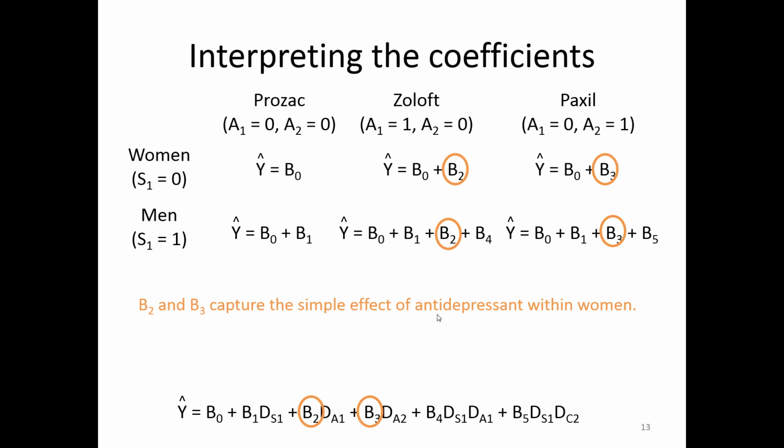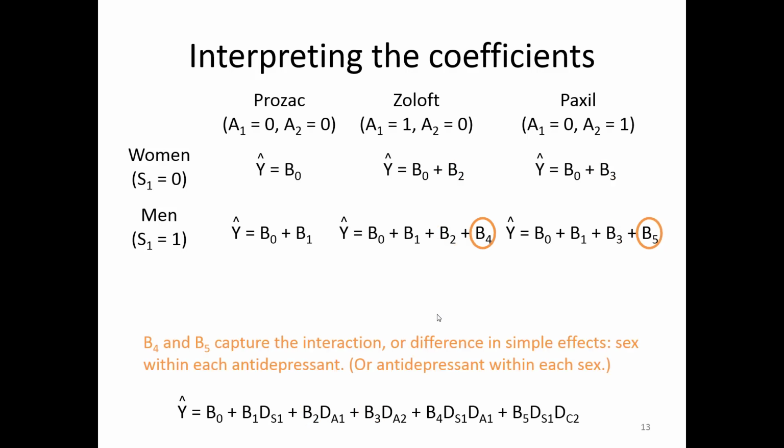Okay, so those right there, that's just the dummy code for antidepressant. But it's for when the reference group equals 0 or the other predictors equal 0, and so that's for the reference group of women. And then B4 and B5 capture the interaction, or the difference in simple effects, the effect of sex within antidepressant. So say for each antidepressant, is there a difference between Prozac and how that affects depression levels for women versus men?